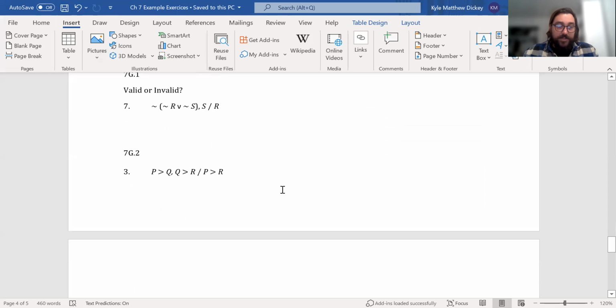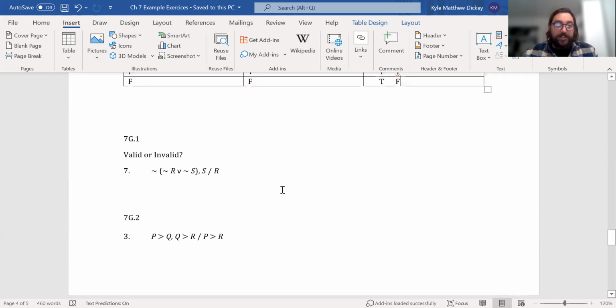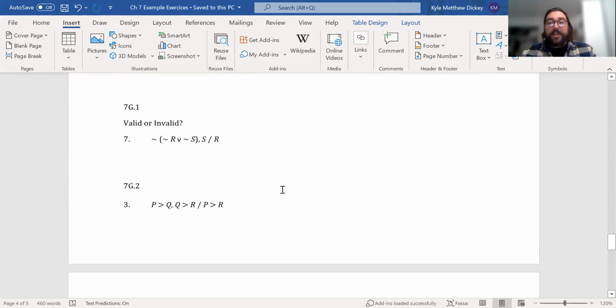All right, now we're moving on to validity or invalidity for arguments. And this is kind of the most complicated case. So hopefully you've made it this far.